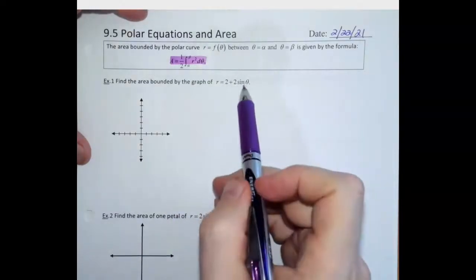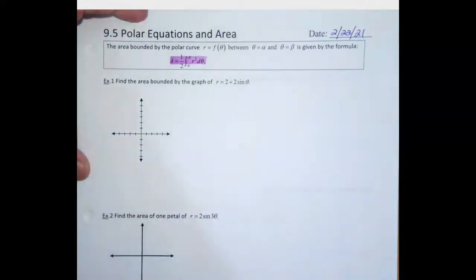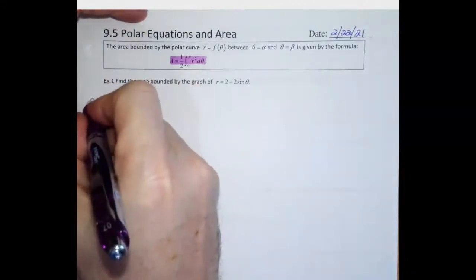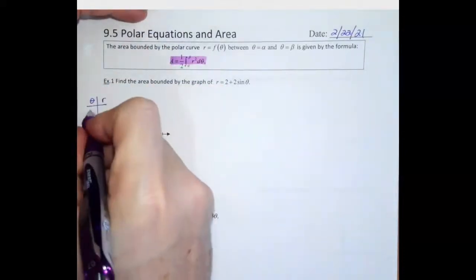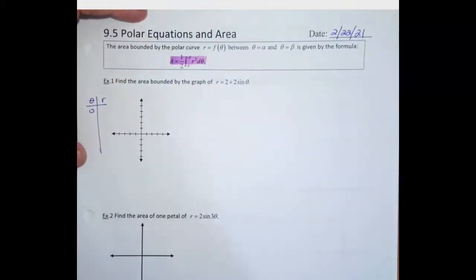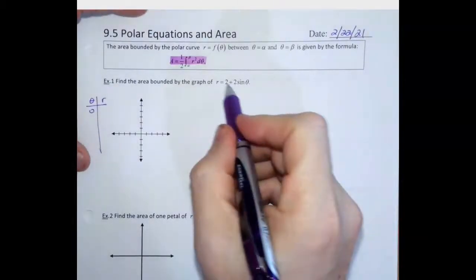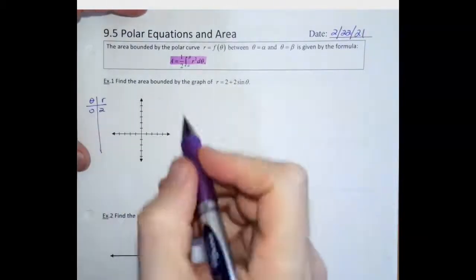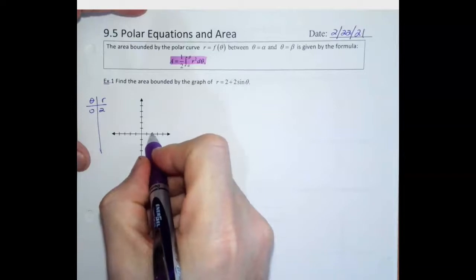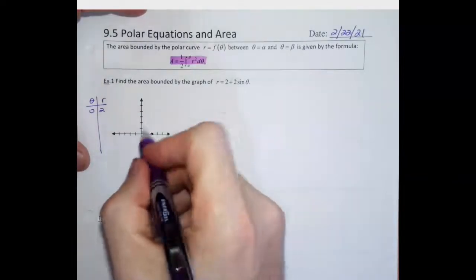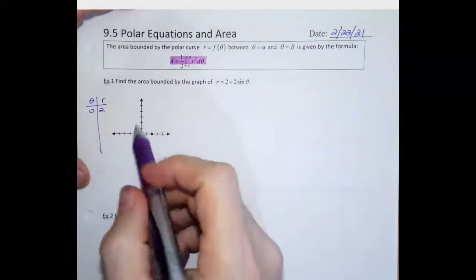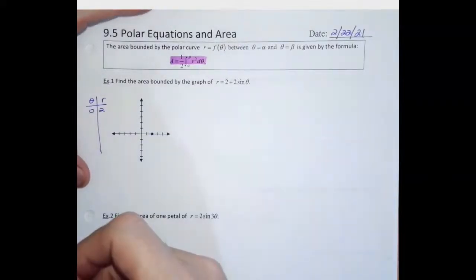So if we plug in, and we could do a little t-chart here if we want to, theta and r, and if we go 0, so theta, sine of 0 is 0, so that would be 2. So that would be right here. Now I didn't put all the circles on here because I don't clear in the lines for the angles, so it looks more like the coordinate plane than a polar plane.